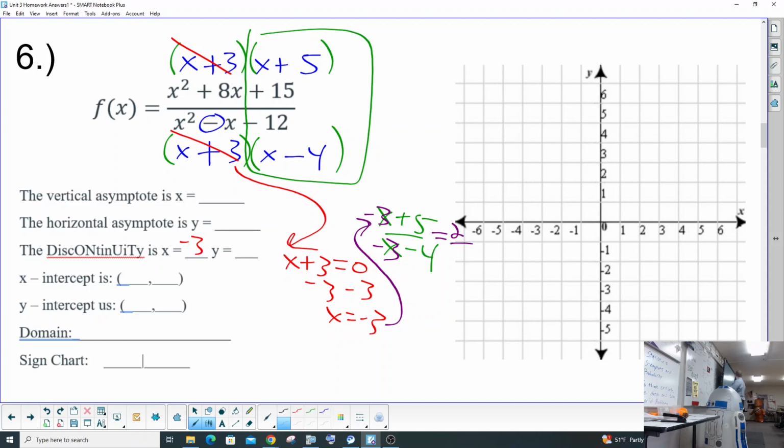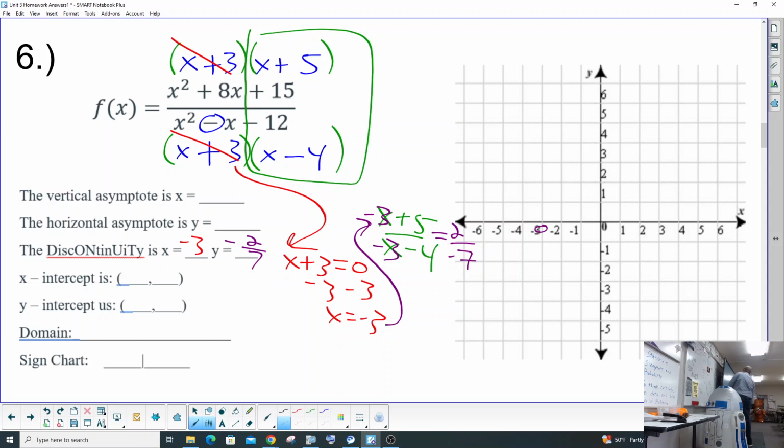5 minus 3 is 2. Negative 3 minus 4 is what? Negative 7? Ooh, that's ugly. So we do get a y value, won't be that hard to test. We do get a y value of negative 2/7. So negative 3 and down 2/7. Right about there, I guess, is our hole.